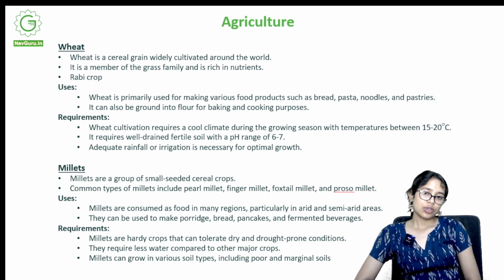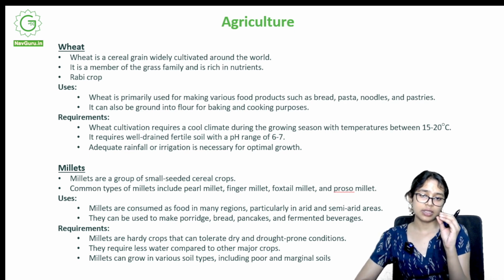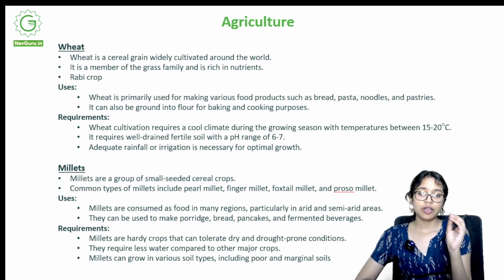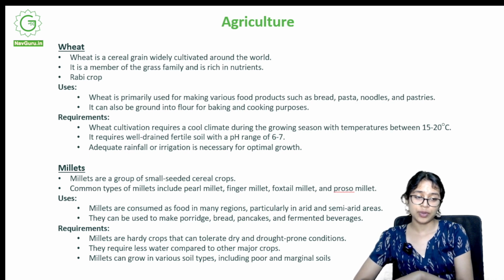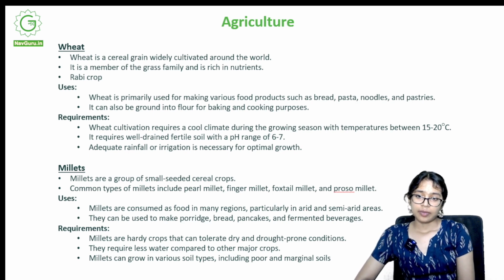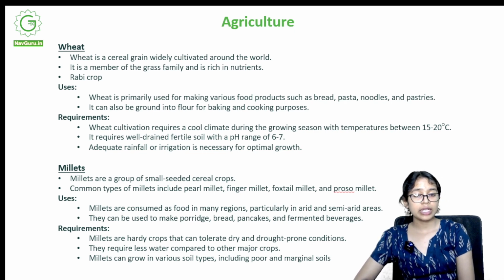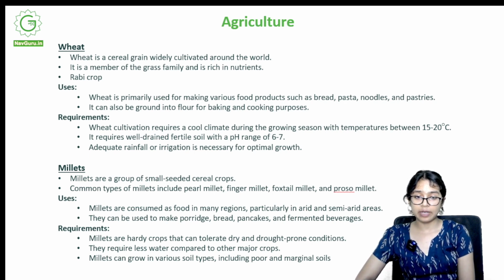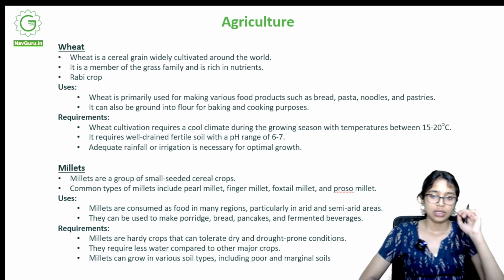Millets. Millets are a group of small seeded cereal crops. Common types of millets include pearl millet, finger millet, foxtail millet and proso millet. Okay. Millets are consumed as food in many regions, particularly in arid and semi-arid areas. They can be used to make porridge, bread, pancakes and fermented beverages.